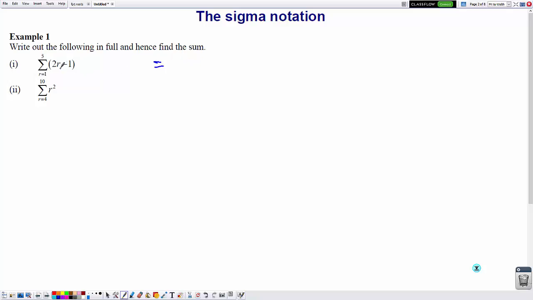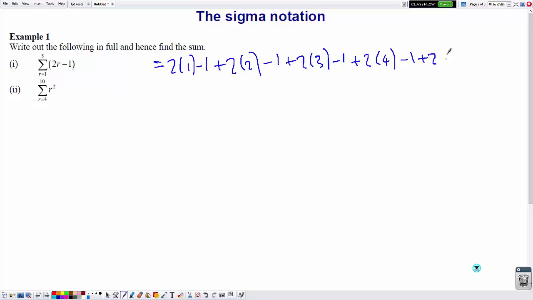Okay, so r goes from 1 to 5, so when r equals 1, of course, 2 times 1 minus 1, then r equals 2. But before that, we're going to add, because it's a sigma, so it's a sum. Then it's 2 times 2 minus 1, and then 2 times 3 minus 1, plus 2 times 4 minus 1, plus 2 times 5 minus 1. And then you just work it out. There's nothing interesting about this. This is 2 minus 1 plus 4 minus 1 plus 6 minus 1 plus 8 minus 1 plus 10 minus 1. And I think this gives you 25.